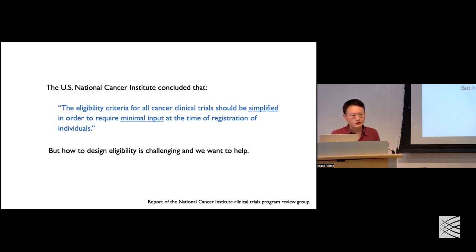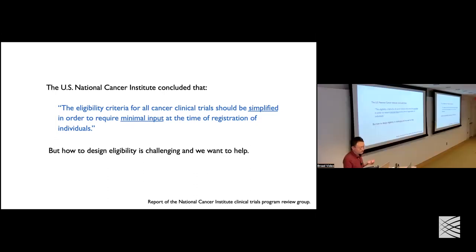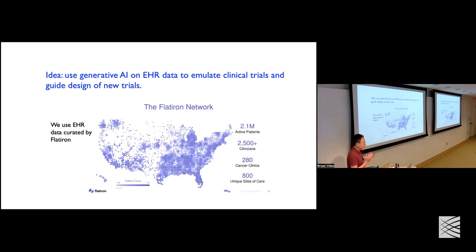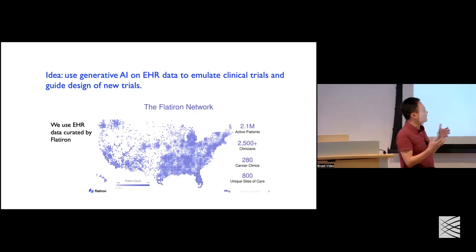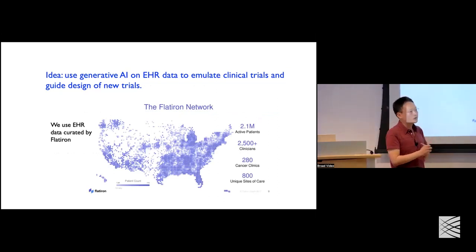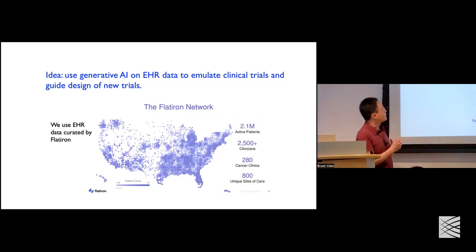This is where we think generative AI could be very helpful. The idea we have is also very intuitive. We're going to use generative AI to help us design the eligibility rules, to design these protocols for clinical trials. And we're going to make that data-driven, in that we're going to use the data from large-scale medical records to help guide the AI algorithm in designing the clinical trial.